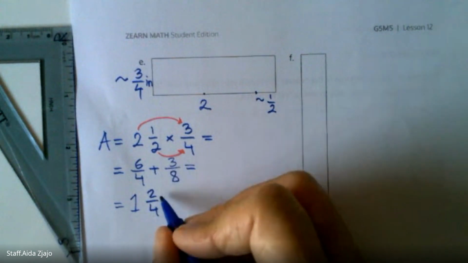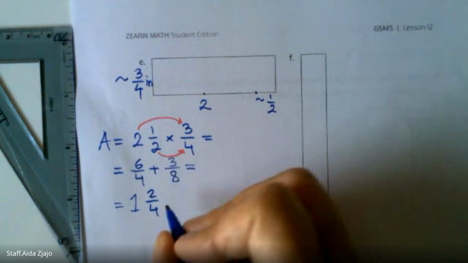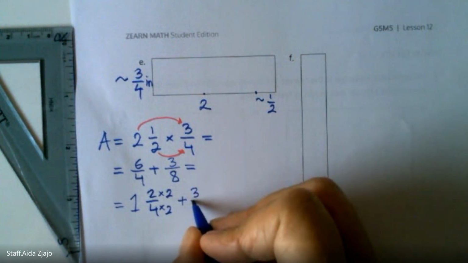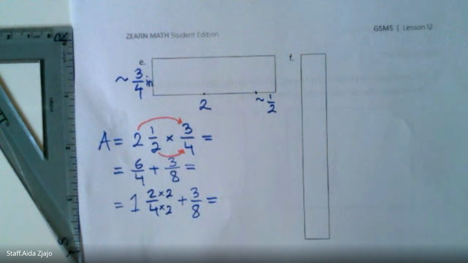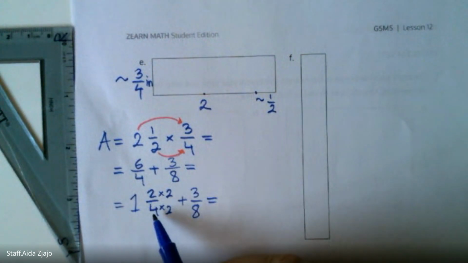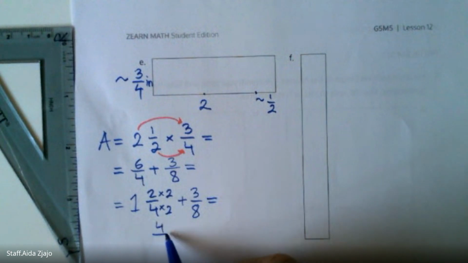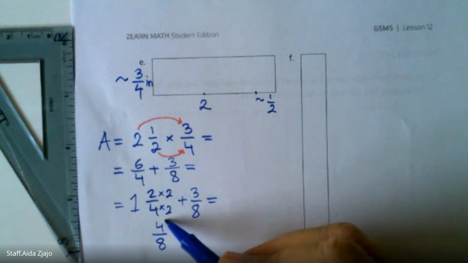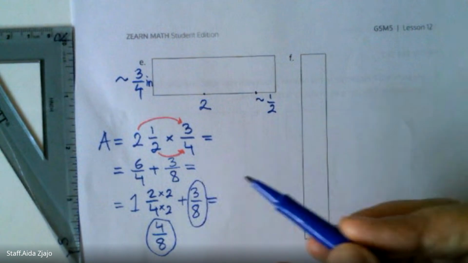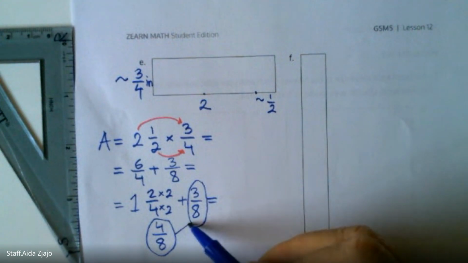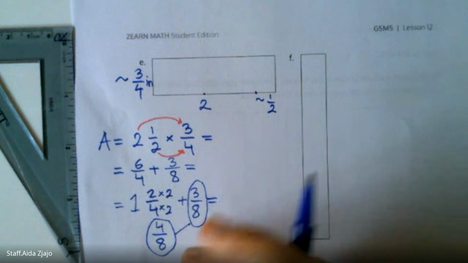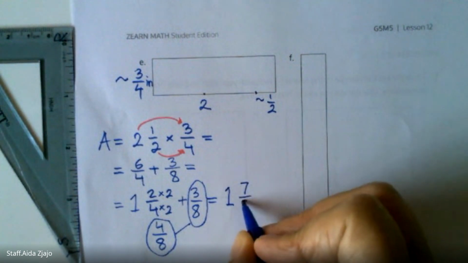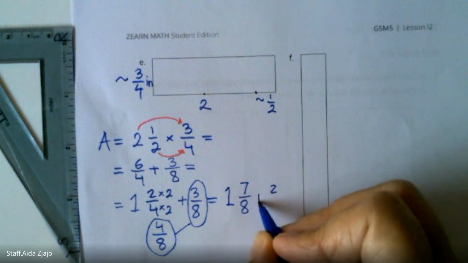But I want to change these 4s into 8s, so I'm going to multiply by 2, and then I'm going to add 3/8 to it, because 2/4 is the same as 4/8. So now you can add the whole and 4/8 and 3/8 together. So the final answer is 1 whole and 7/8 square inches.